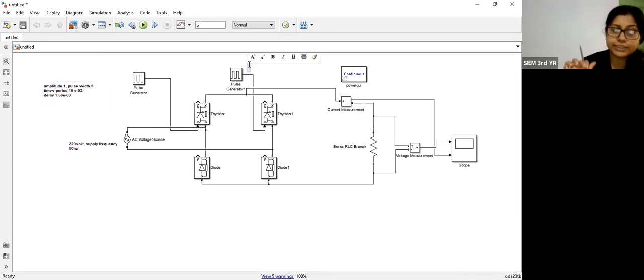The second pulse generator specification is amplitude 1, pulse width 5 seconds, time period 10 millisecond. Then phase delay, that is the second sequence is 210 degree. We are turning on our thyristor. So 11.66 e to the power minus 3.